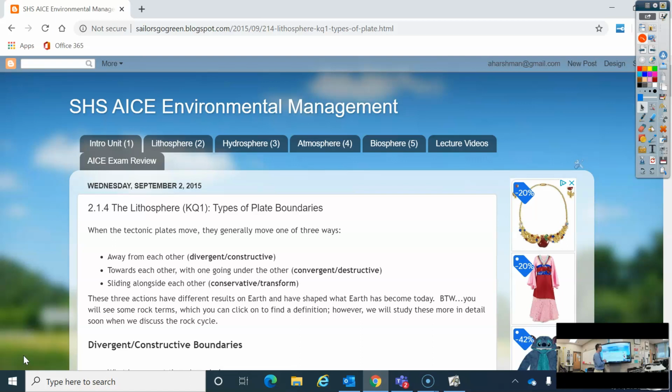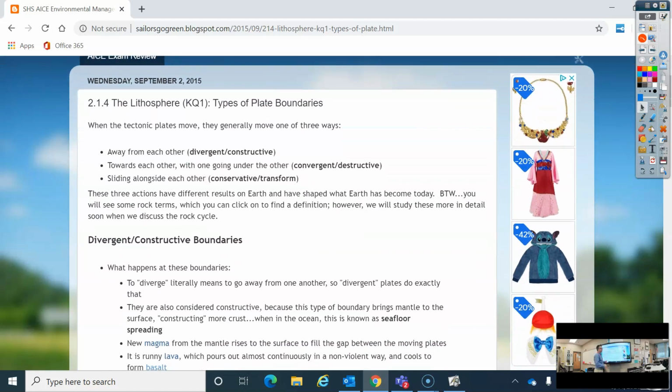We need to really pay attention to this in terms of the three different types of plate boundaries. We've got plates that move away from each other. Those are going to be called divergent. They're also known as constructive boundaries because where they diverge, new mantle comes up in this form.